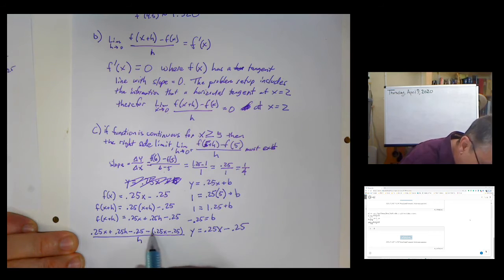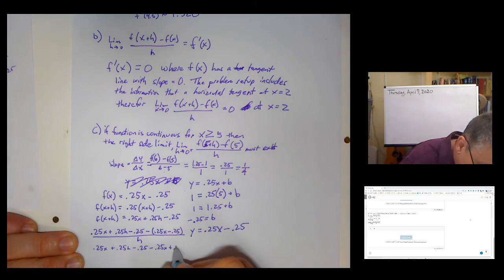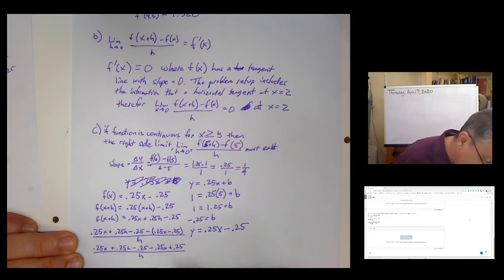We're going to get rid of this parentheses. So I'm just going to have to rewrite this whole thing. 0.25h minus 0.25 minus 0.25x. And then minus a minus is plus 0.25, right? All over h.